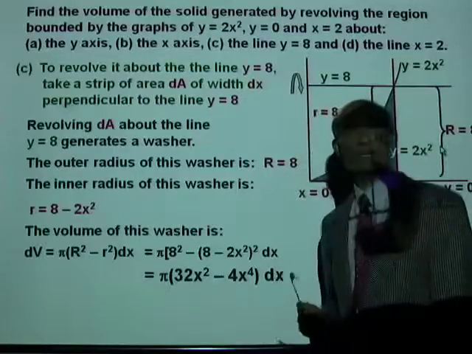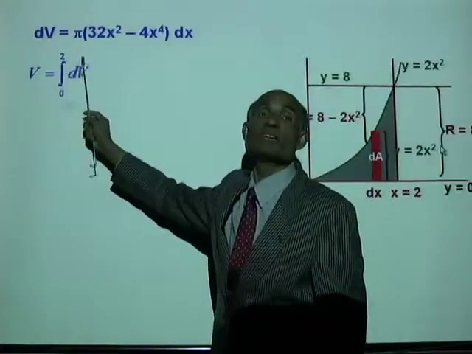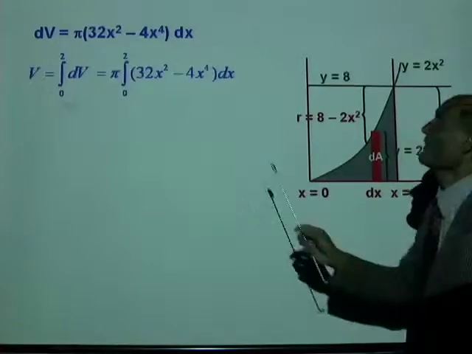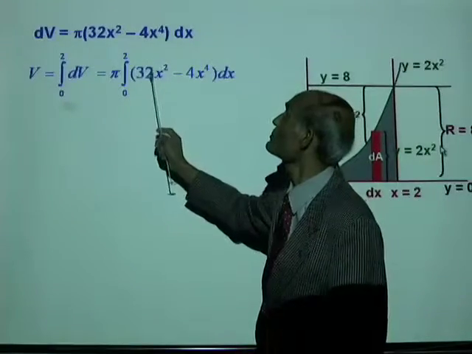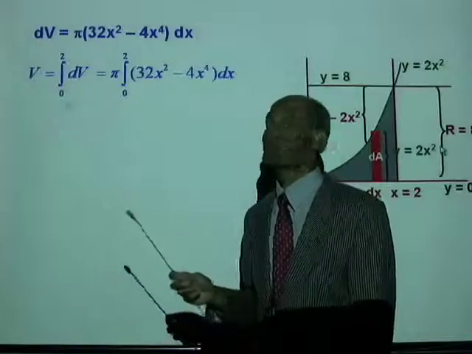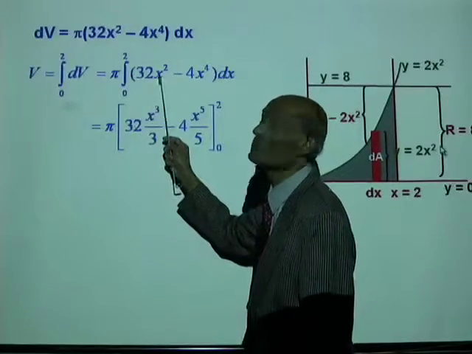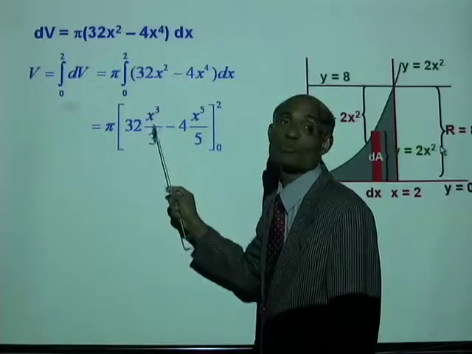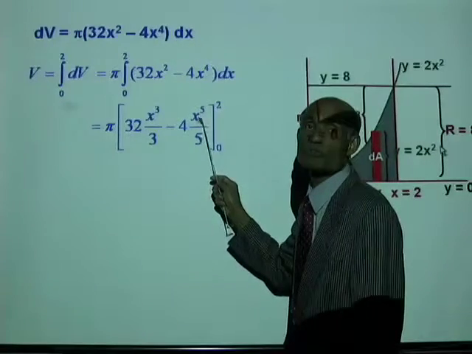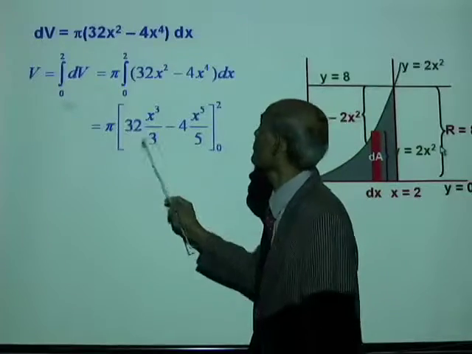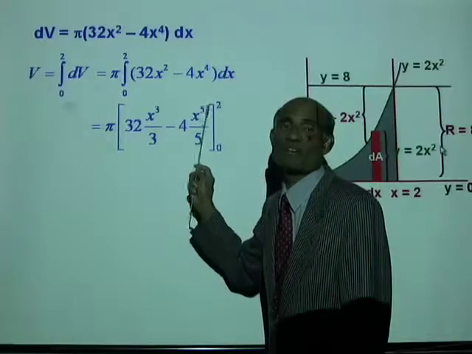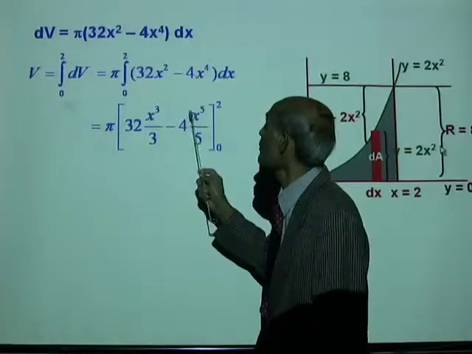Alright, now this is your dv. To obtain v, we integrate dv from x equal to 0 to x equal to 2. And that will be pi times integral 0 to 2, 32x squared minus 4x to the power of 4 dx. Now integrate it. That will be pi times 32 times integral x squared dx is x cubed over 3 minus 4 times x to the power of 4 dx integrated give you x to the power of 5 over 5. The limits from 0 to 2. Again, the lower limit will not give you any value. Therefore, we only use the upper limit.